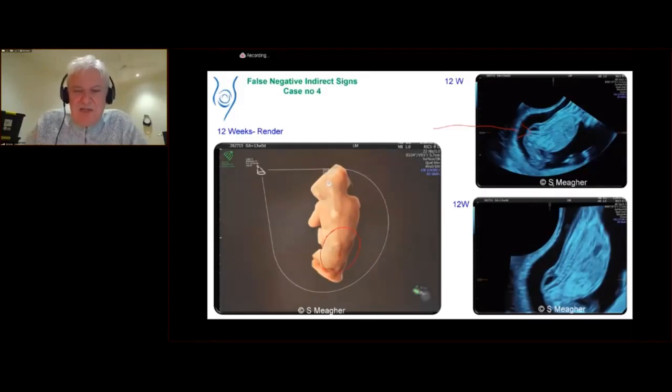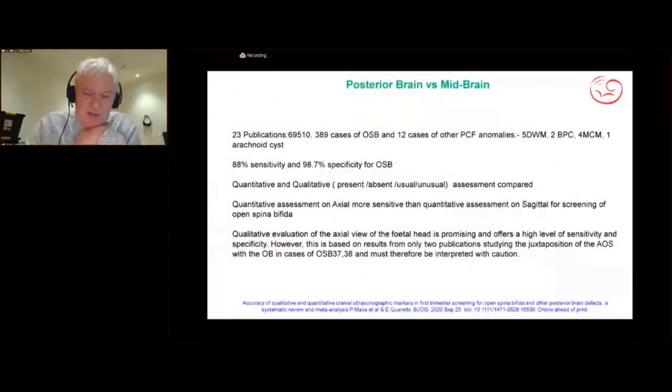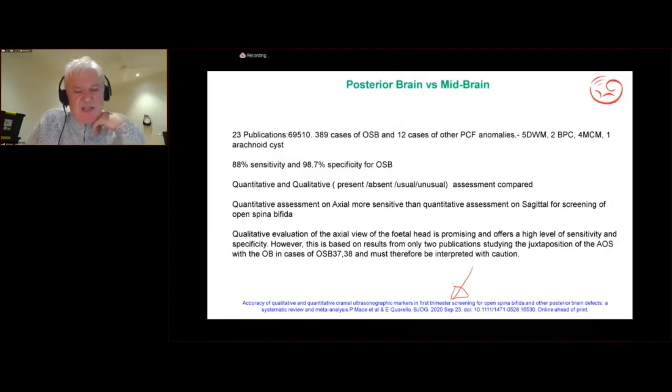And now I next encourage you, and I don't have the time to go over it, it's a little bit outside the scope of this talk, but published just a few weeks ago was a summary, a meta-analysis of all the published data looking at both sagittal and axial measurements and the sensitivity both of qualitative and quantitative. And clearly the axial view is here to stay. And I think we need to recognize that we need now two planes in imaging the posterior brain and the midbrain in spina bifida screening and diagnosis.